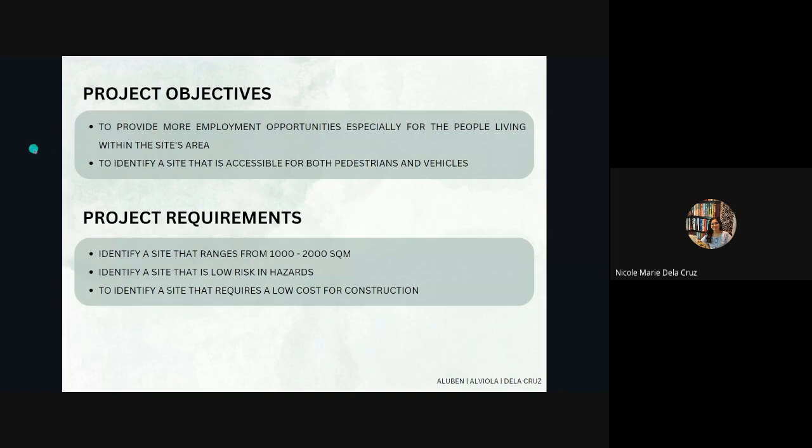Our project objective is to provide more employment opportunities, especially for the people living within the site's area, and to identify a site that is accessible for both pedestrians and vehicles. Our project requirements are to identify a site that ranges from 1,000 to 2,000 square meters, that is low risk in hazards, and that requires a low cost for construction.